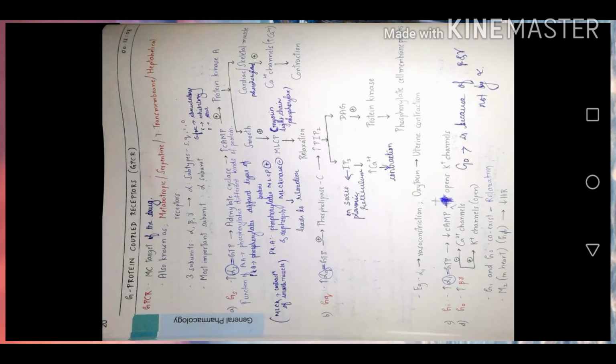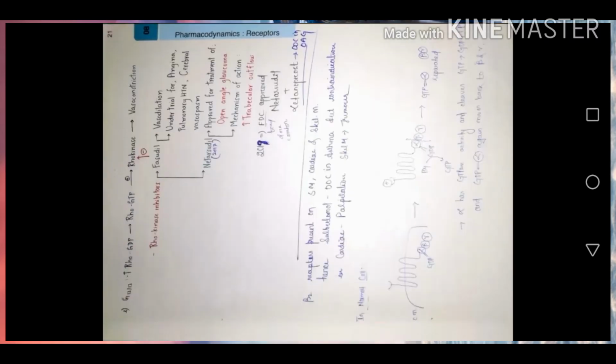Okay, GPCR is the most common target of the drug. Most of the drugs are acting through the GPCR receptors. Hence, it is the most important classification group of the receptor. So please try to focus on this topic very carefully. Okay, I am just removing this space, sorry, to explain this mechanism.